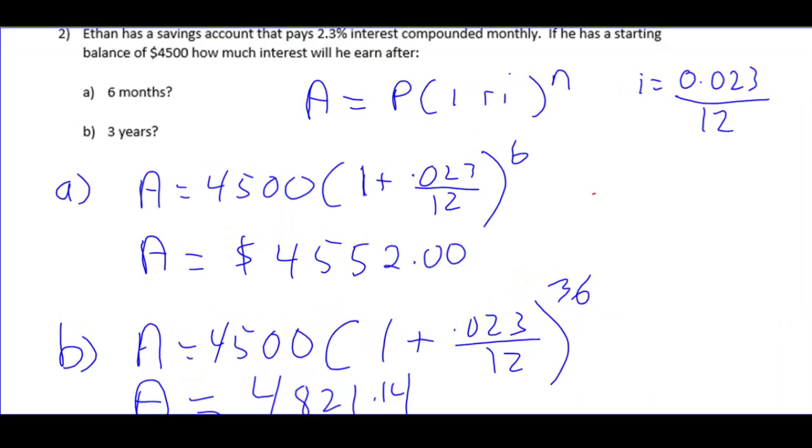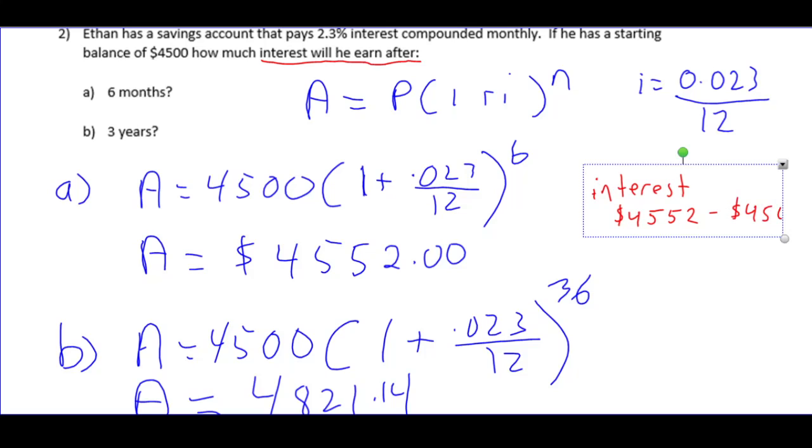Now, technically in this example, we were asked for the interest earned. And when we're dealing with the compound interest formula, we always get the final amount with the interest included. So to calculate the interest for part A, which I didn't actually do, the interest that he earned will be the final amount of 4,552, subtract the starting amount of 4,500. And you can probably do that in your head and realize in 6 months he made $52 in interest.